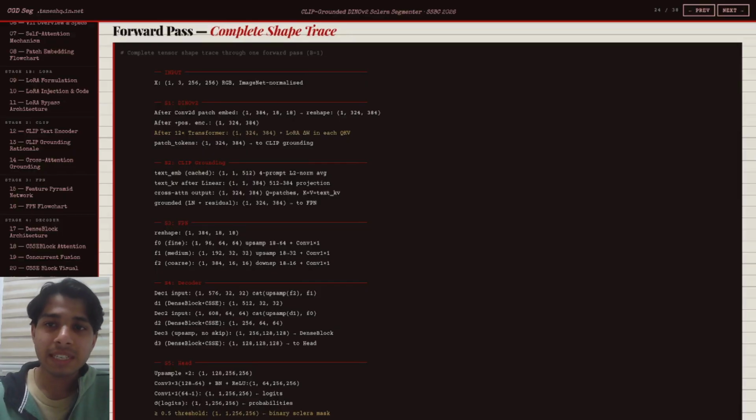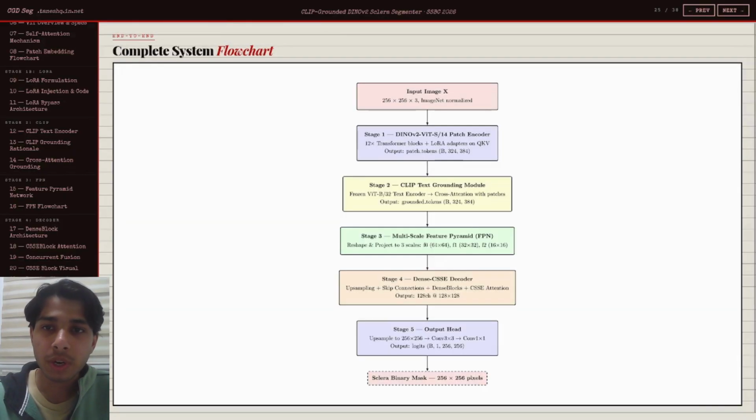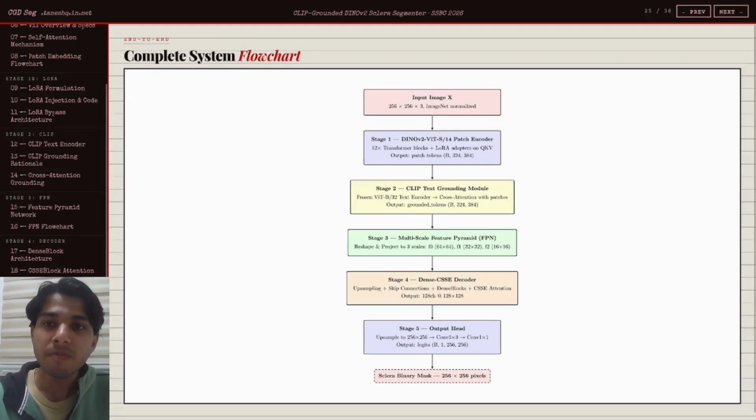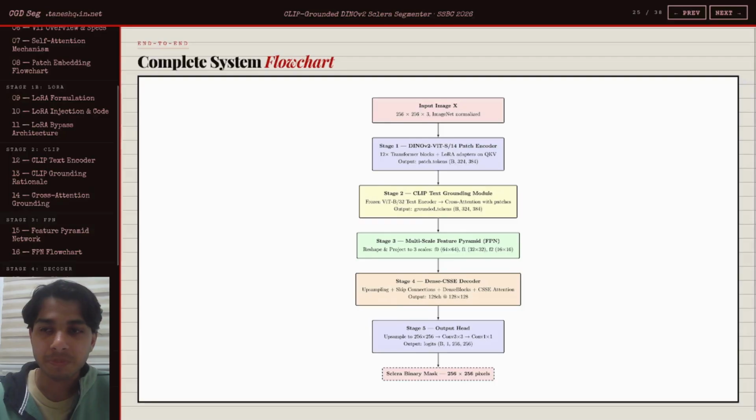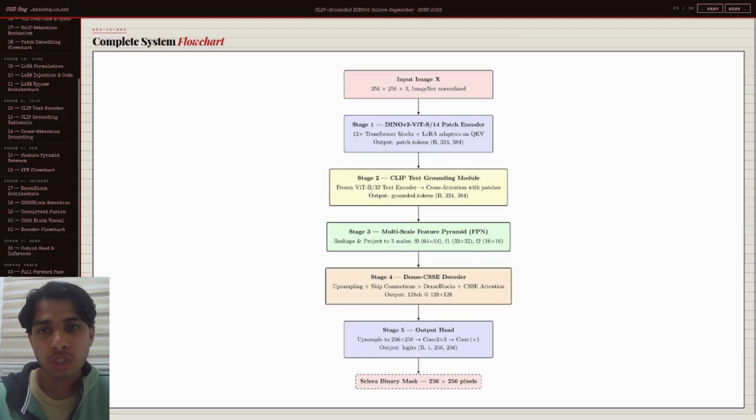Now this is the complete system in one diagram. You can see the frozen components on the top, DINOv2 and CLIP, feeding into the trainable components below. The thin connections between the frozen and trainable are where the adaptation happens. Low rank adaptation inside DINOv2, cross attention receiving the CLIP embedding. Everything else downstream is learned from scratch on our training data.